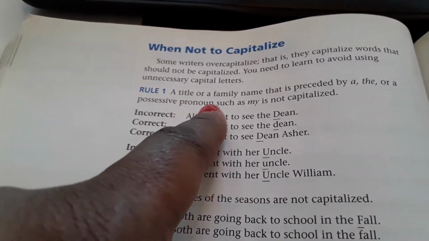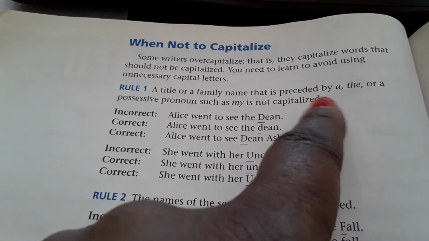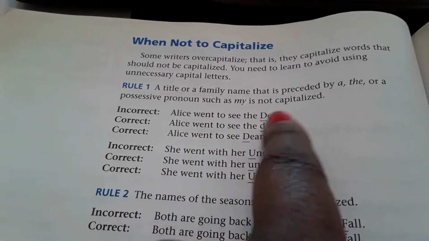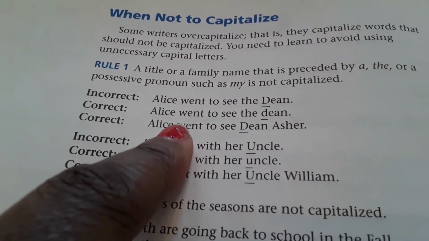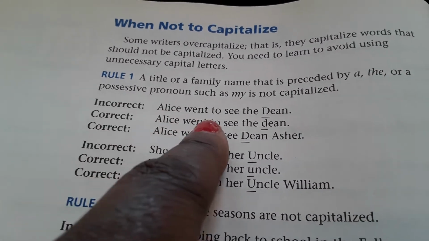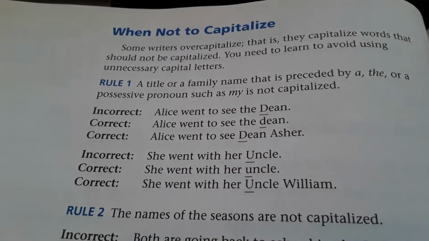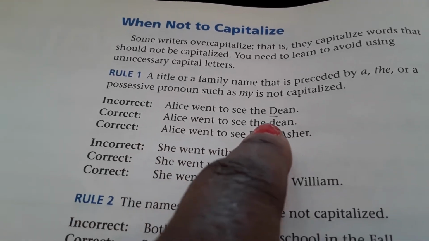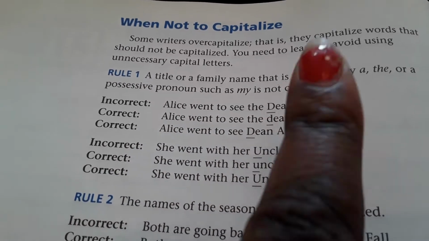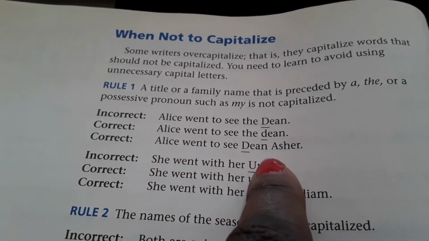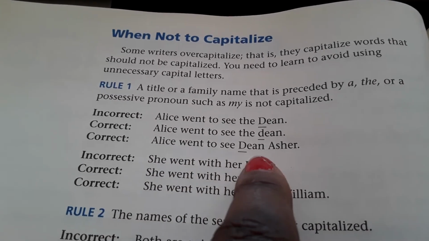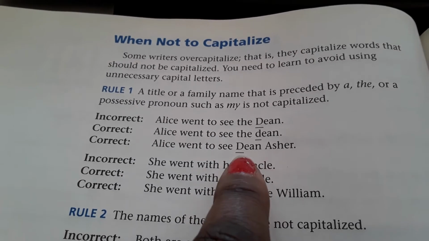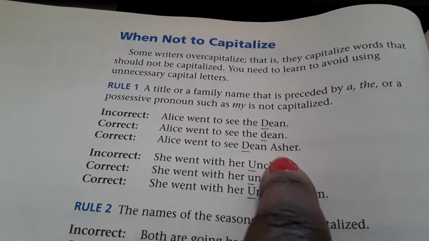A title of a family name that is preceded by a, the, or possessive pronoun such as my is not capitalized. Look at this because this is important. Incorrect way. Alice went to see the dean. Well, who is the dean? If the dean's name is not following that, then I would just say Alice went to see the dean, lowercase. You see that, right? But if I'm telling the name of the dean, Alice went to see Dean Asher, I have to capitalize it. So notice the difference, right? Only if I have the name coming behind it.